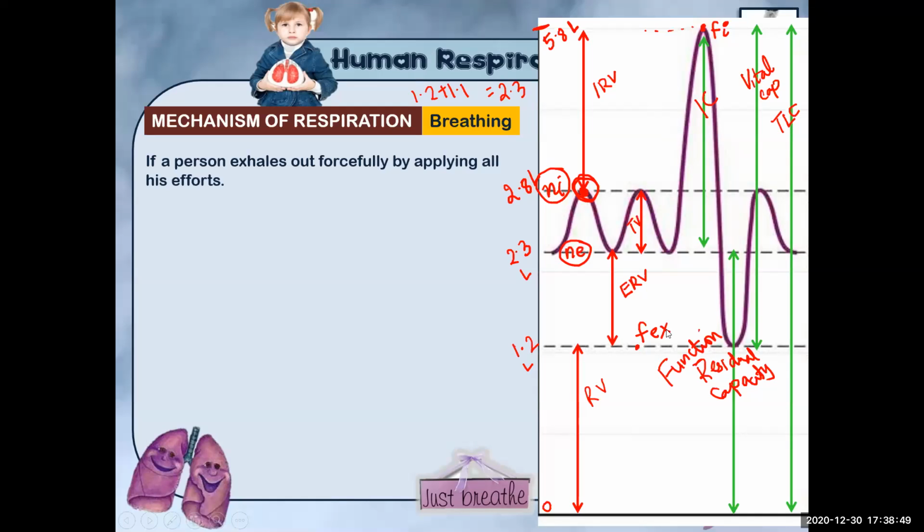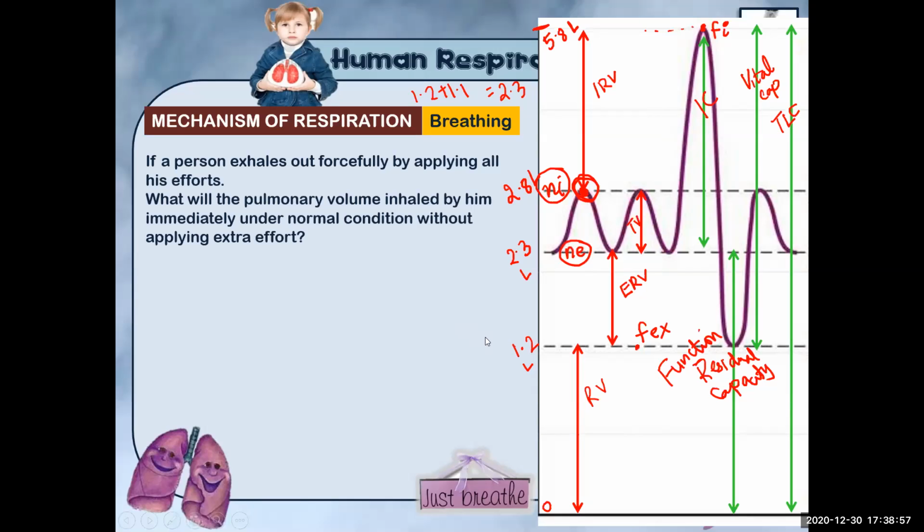Now listen to this. If a person exhales out forcefully by applying all his efforts, look at the question carefully, and you have to tell me the answer. The question starts from here. If a person exhales out forcefully by applying all his efforts, what will be the pulmonary volume inhaled by him immediately under normal condition without applying extra effort?